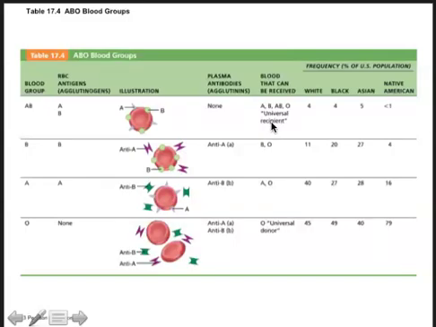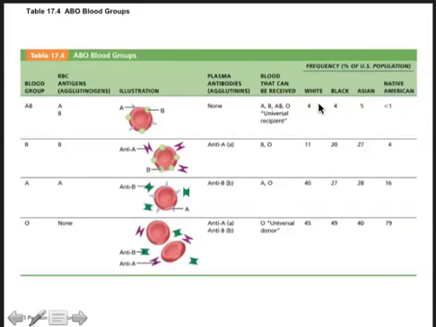And what you can see here is the difference in distribution of these different blood types among the different racial groups here in the United States. And what you'll note is that the most frequent blood type among Caucasians and African Americans and Asians and Native Americans is type O. Okay. Second most frequent blood type is type A. Okay. Next most frequent is type B, and the least frequent is type AB.